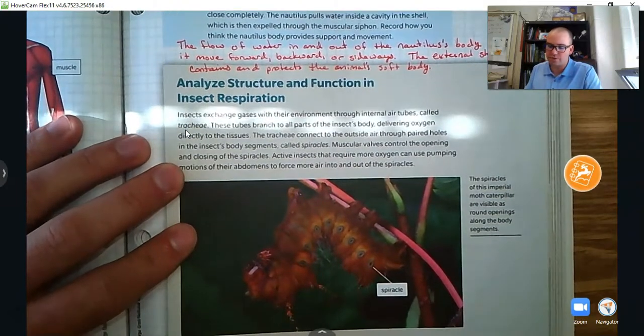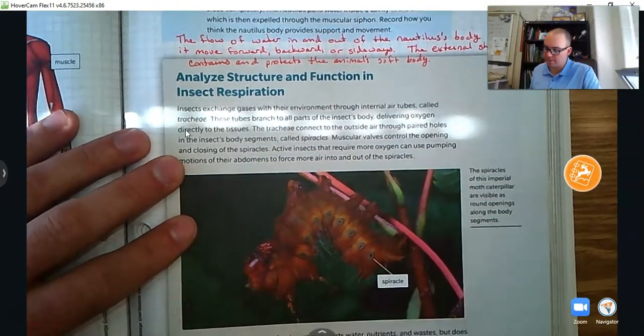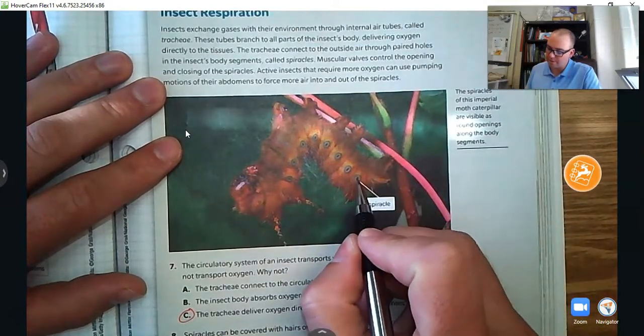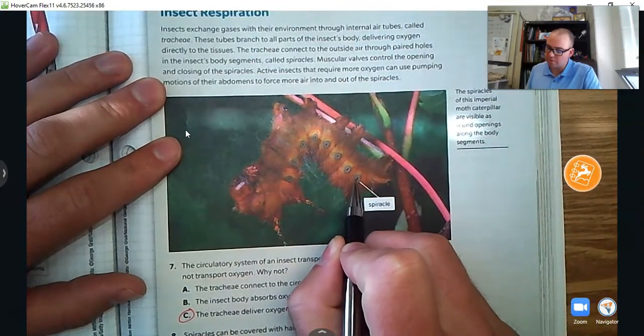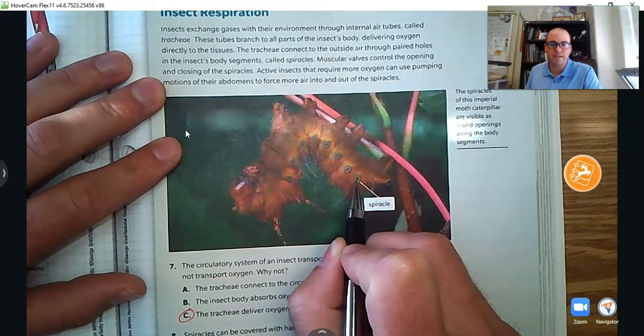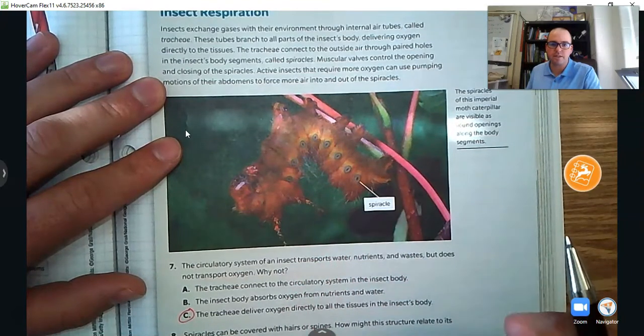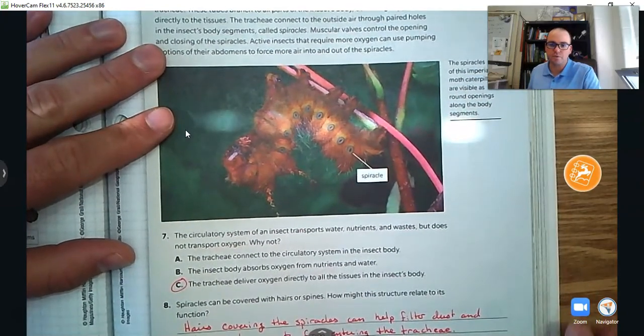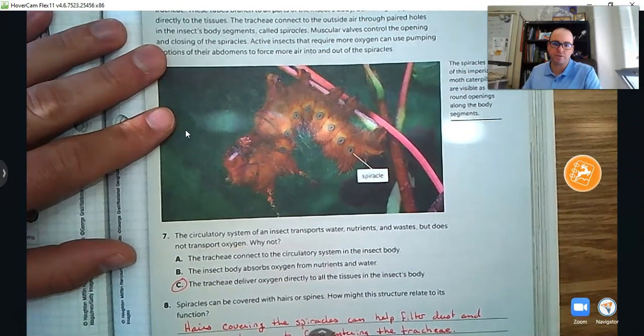So if we analyze the structure and function of insect respiration, insects have these little openings called spiracles. These little openings allow air to come in, so oxygen gets into the body of insects and carbon dioxide gets out. It happens through a process called diffusion, where oxygen moves from an area where there's a lot to an area where there's not as much. And carbon dioxide moves from an area of a lot to an area where there's not as much.